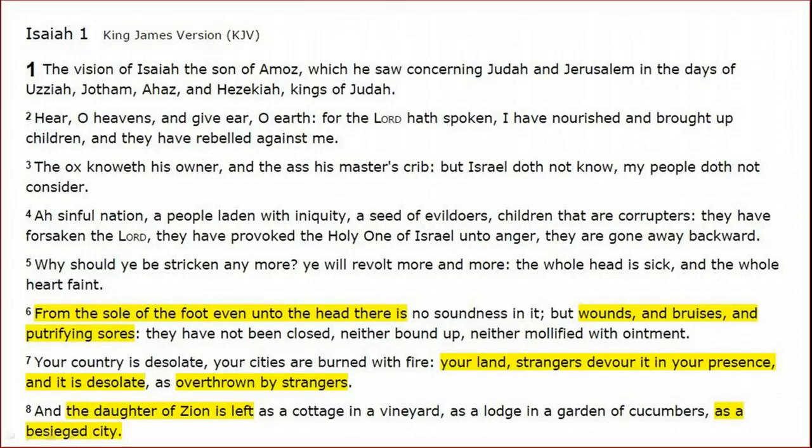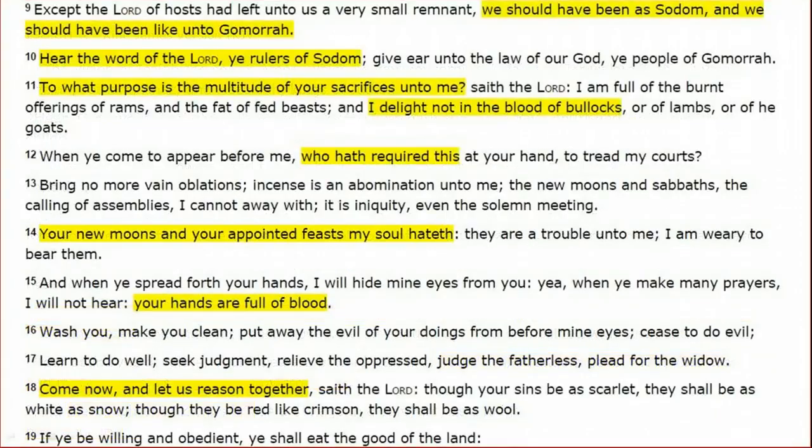In Isaiah 1 it says in verses 6 through 8 that from the sole of the foot until the head there are wounds, bruises, and sores, and that the land is devoured with strangers, overrun by strangers, and the daughter of Zion is left as a besieged city, as Sodom and Gomorrah. And then it says in verses 10 and 11, hear the word of the Lord, you rulers of Sodom, to what purpose is the multitude of your sacrifices unto me? I delight not in the blood, who hath required this? Your new moons and Sabbaths, it is iniquity. Your new moons and your appointed feasts, my soul hates. Your hands are full of blood.